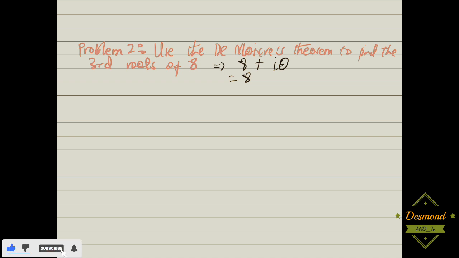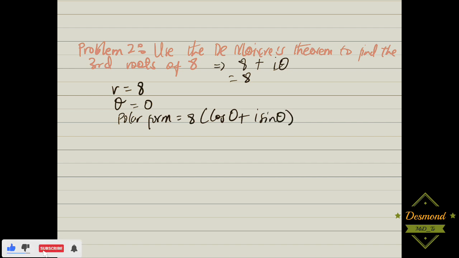So here too, we just go ahead and calculate the modulus. The modulus of this is 8. And the argument for this one is 0. There's nothing there. So therefore, the polar form of this is equal to 8 open bracket cos 0 plus i sin 0, right?